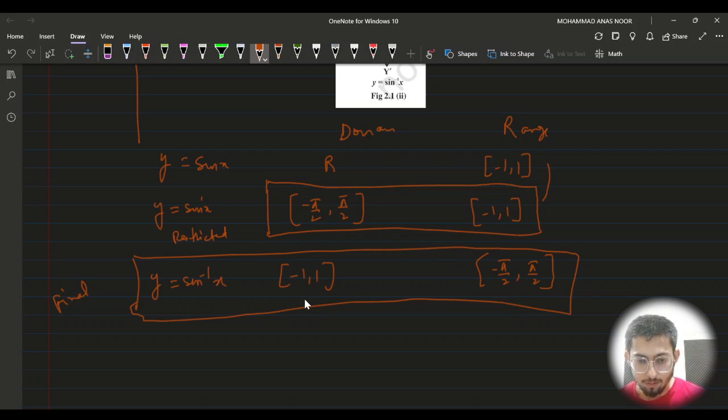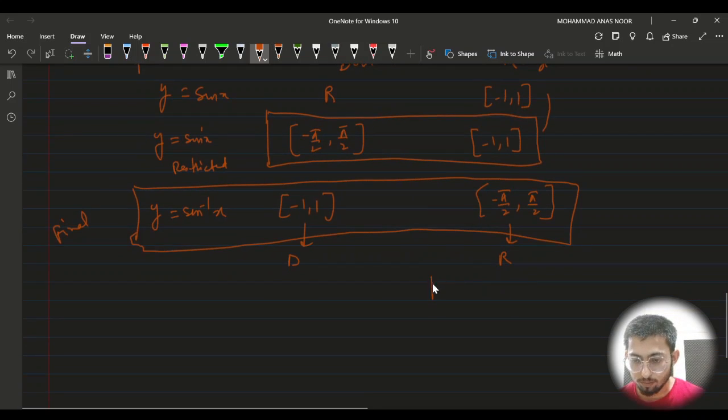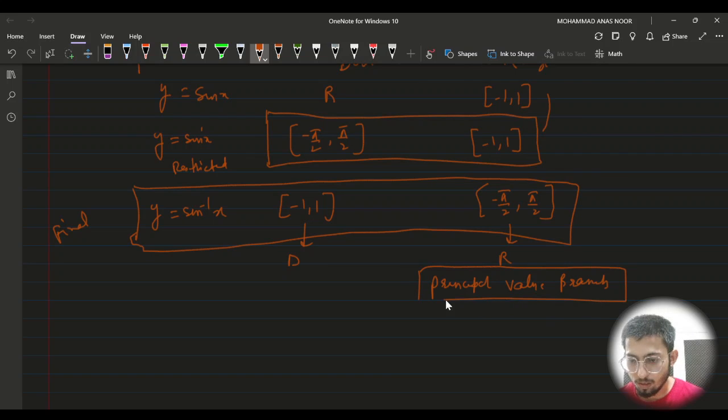So for this inverse function the domain is minus 1 to 1 and the range is minus pi by 2 to pi by 2. Now this range is called the principal value branch, okay. This is called the principal value branch. Anything between minus pi by 2 to pi by 2 with respect to this function sine inverse x will be called the principal value branch. Okay.